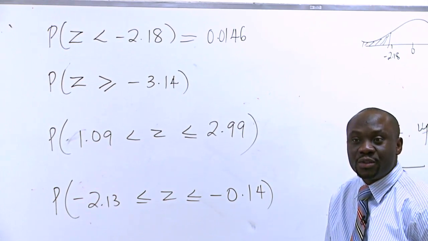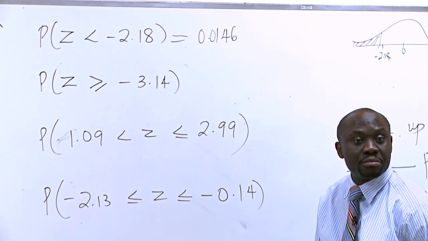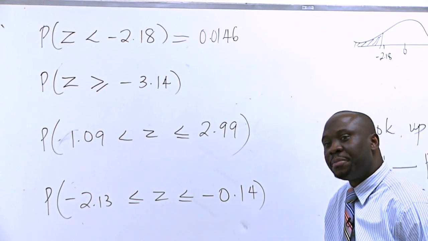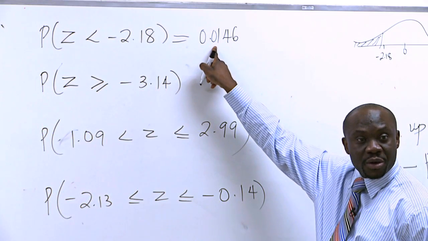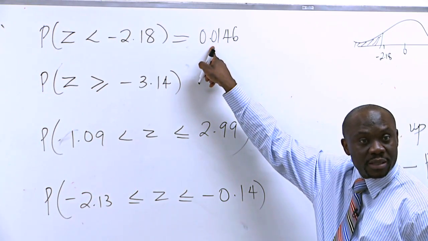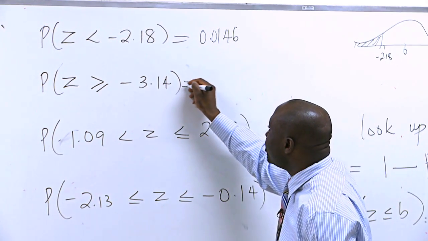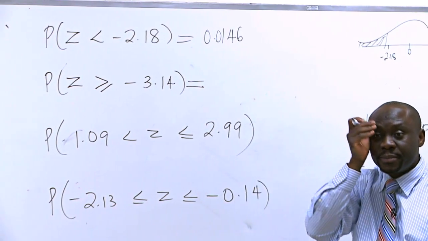Is that okay? So if it's negative, you go to the negative table. If it's positive, you stay on the positive table. You have that? Everybody okay with that number? Somebody needs help? Great. Let's continue. How about this one?